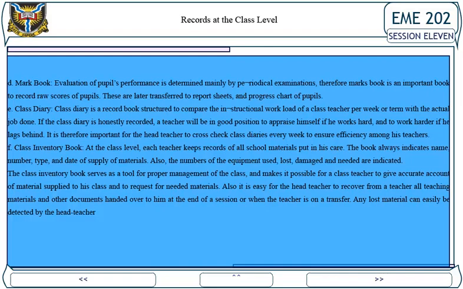N. National policy on education. Each school must have a copy of the national policy on education. O. Inspection report.